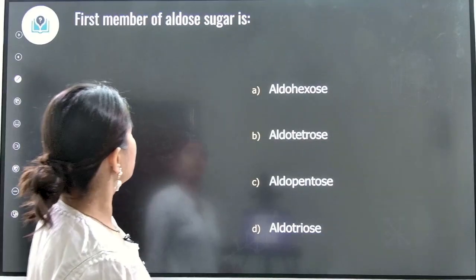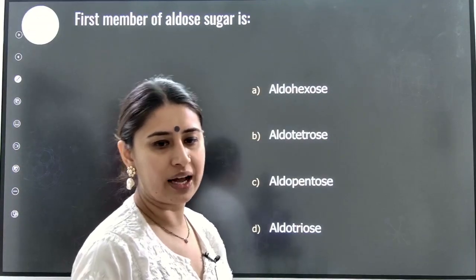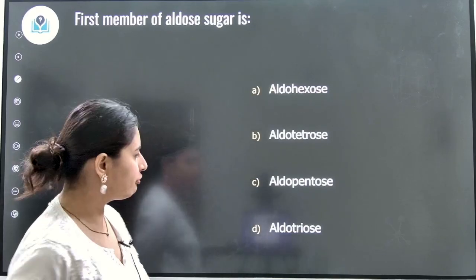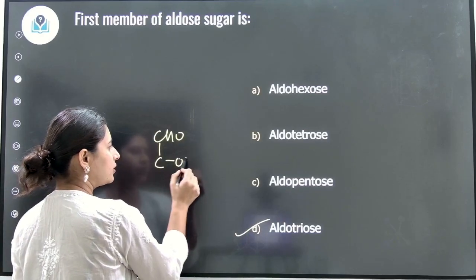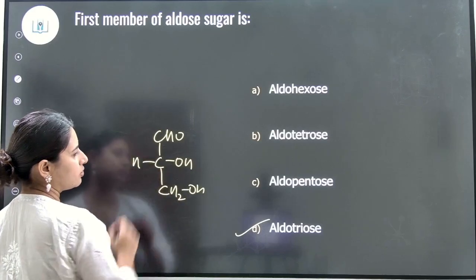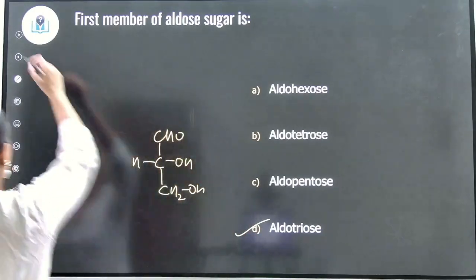Next, the first member of aldose sugar is, do you have an idea? Please tell me. You can answer me here in the chat. Very good. So all of you are absolutely right. Aldotriose, there can be one CHO group, one CHOH, so there are hydroxy groups. This is your first member, aldotriose. So D becomes the answer.